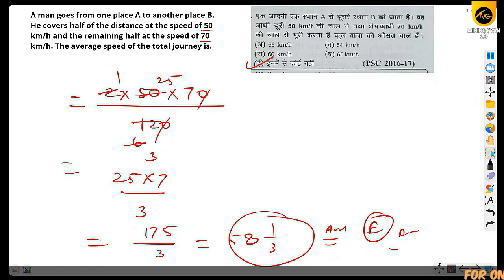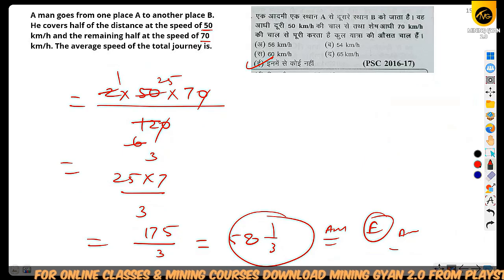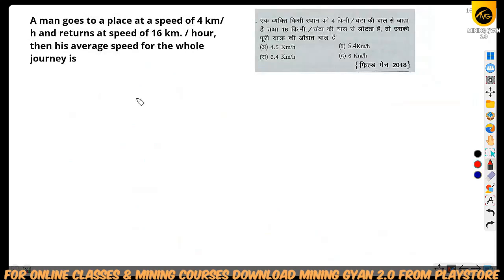Okay, in this class, we are going to complete the topic speed, time, and distance. So, this was the last question we have already solved in the last class. Okay, let's continue.